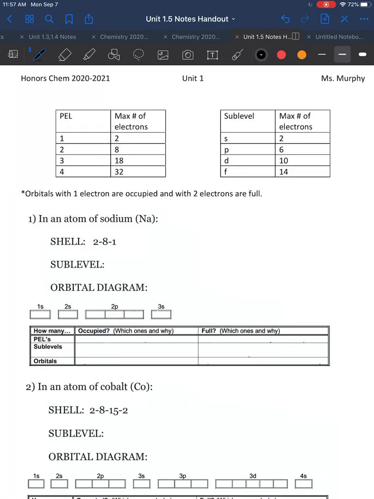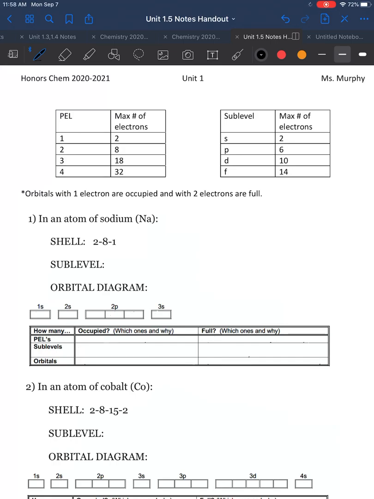I brought back a couple tables of the max number of electrons for the principal energy levels and the sublevels. And so we're going to go through these next couple problems. So now, looking at sodium, I want you guys to write the sublevel configuration. So pause here and then press play when you're ready.